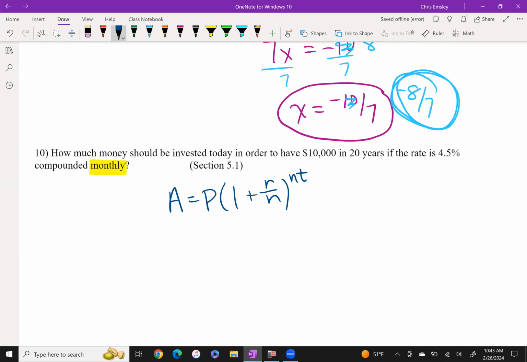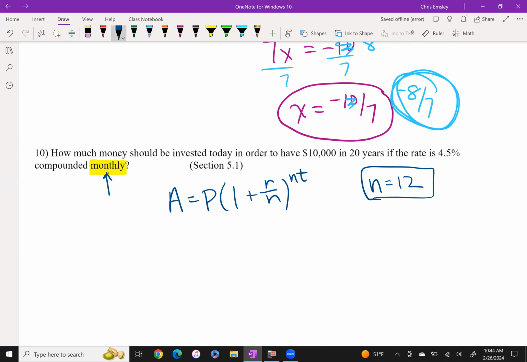And specifically, we use this formula with n equals 12 because the word monthly means our interest goes in every month, and n is always the number of compounding periods in a year. 12 months in a year means n is 12 for monthly.